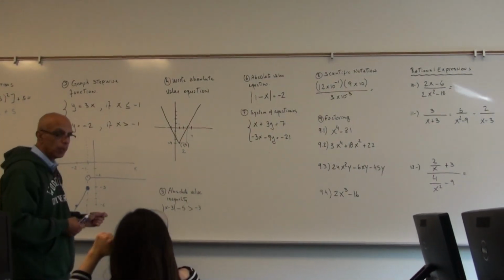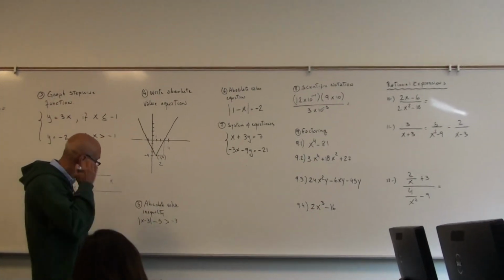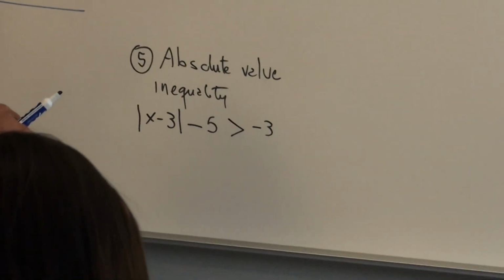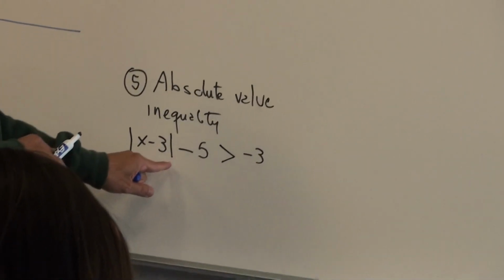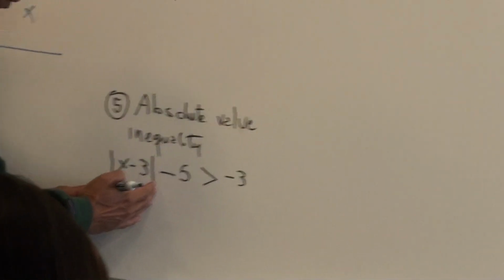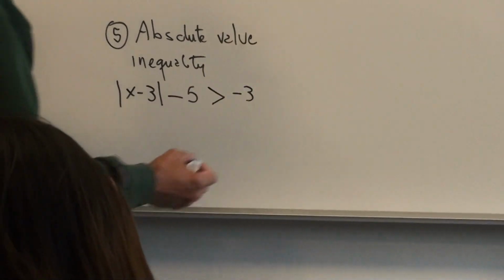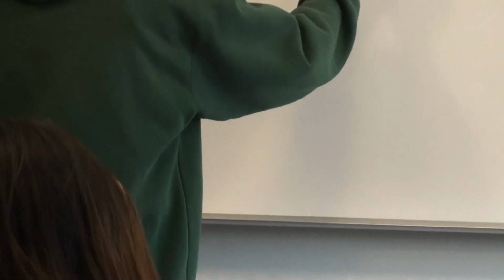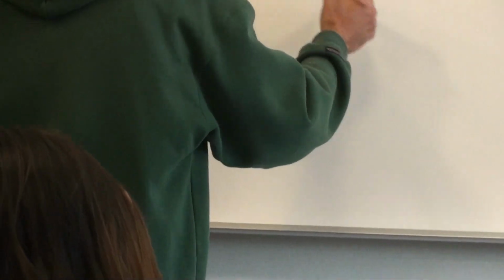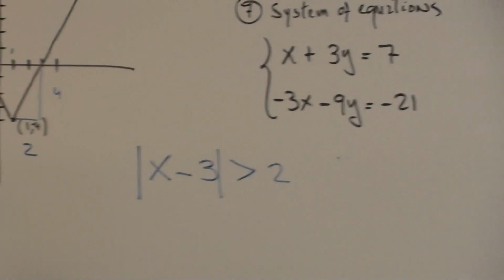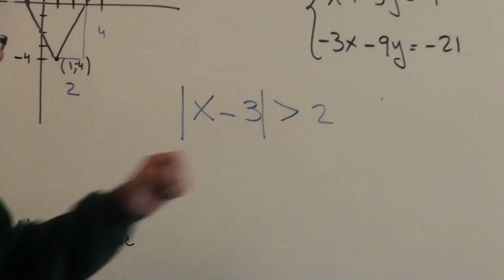Absolute value inequality, another question that many students fail to get right. The first thing you need to do here is to get rid of this 5, okay? Move 5 to the other side, and then when you do that, you get |x - 3|, and then 2. 5 becomes positive, so you have 2 here now.